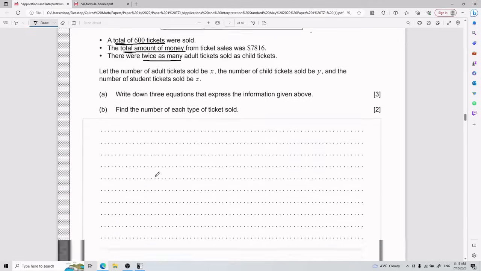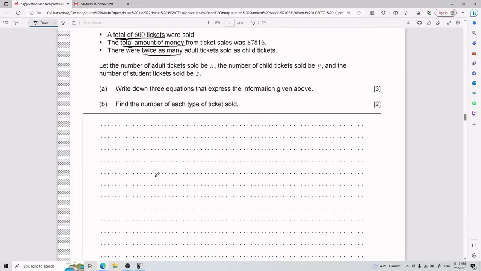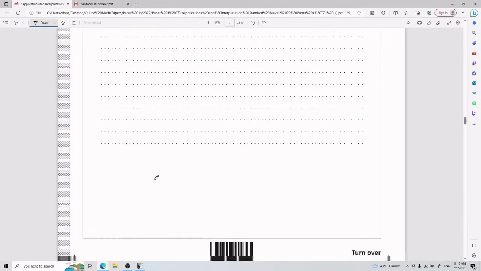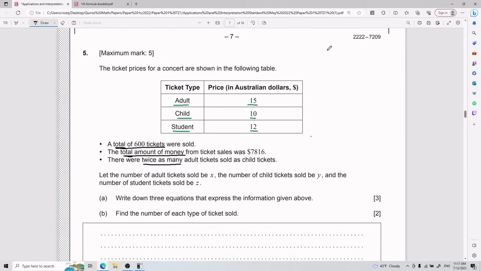For part A, we need to write down 3 equations that express the information given. And for part B, find the number of each type of ticket sold. Alright, so I'm sure some of you are like, dude, what is going on? Alright, check it. So this right here, the big challenge, is identifying what equations you can do. And so you will quickly realize this has to do with a system of equations.